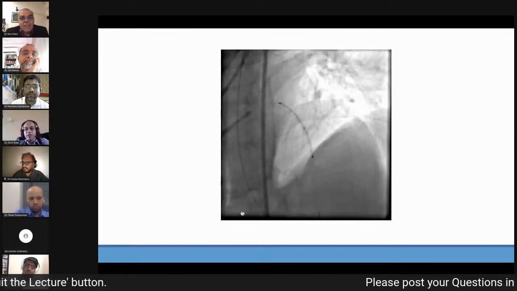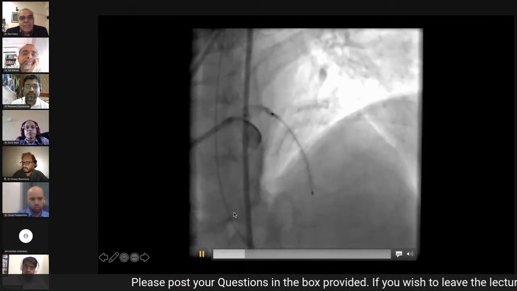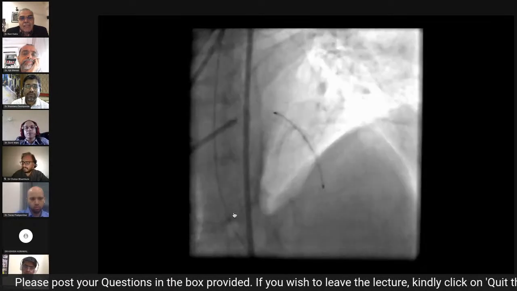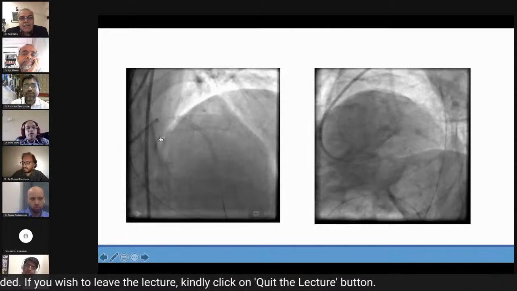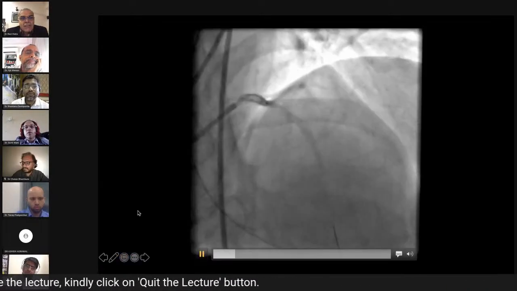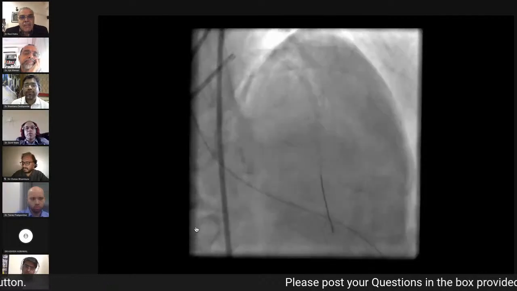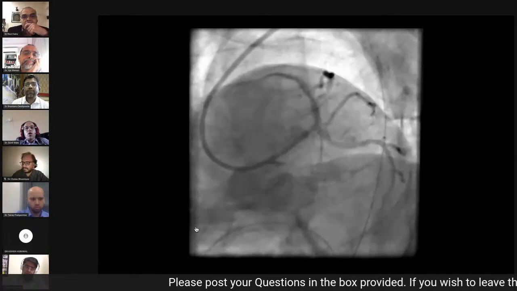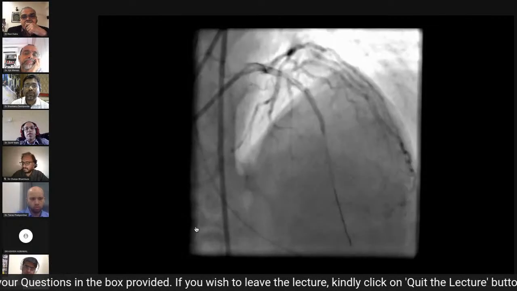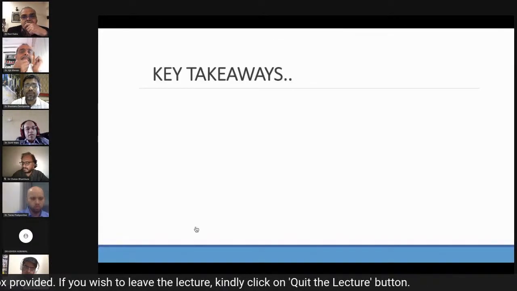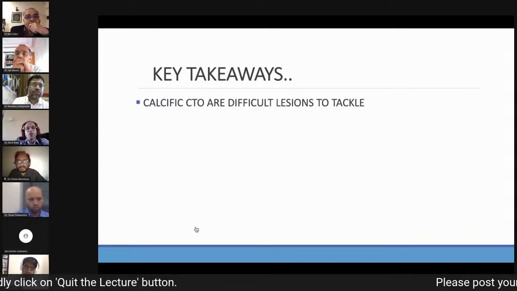The balloon dilatation, I don't have those images. I'm sorry for that. So actually, it looks like a suboptimal result. So we got him back in 1 year. I will just show you the recheck shots. He was better symptomatically, and I'll finish the key takeaways and I'll show the angiogram.